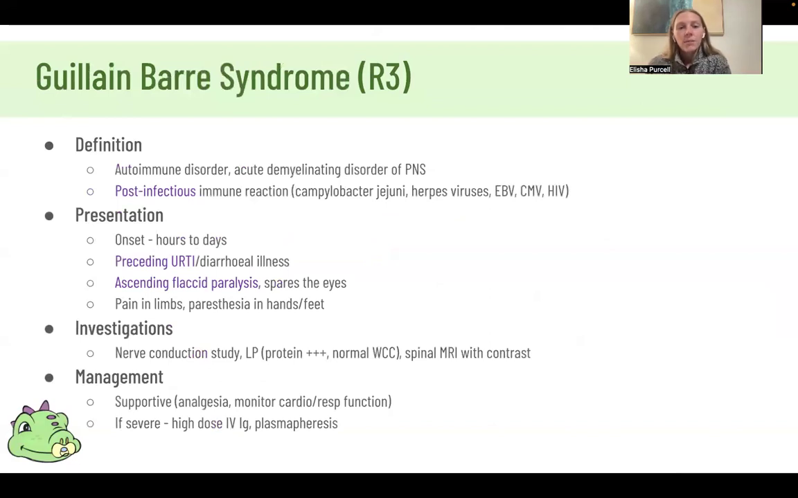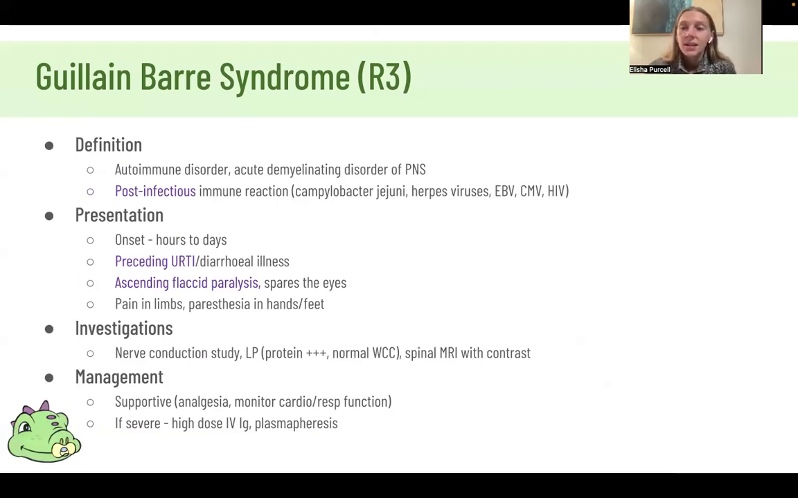Lastly, Guillain-Barre syndrome. You would have come across this one last year, so you should know it pretty well, but let's quickly go over it. It's an autoimmune disorder, an acute demyelinating disorder of the PNS, and a post-infectious immune reaction. In terms of the infections more likely to cause GBS, it's Campylobacter jejuni and herpesviruses, like EBV, as well as CMV and HIV.